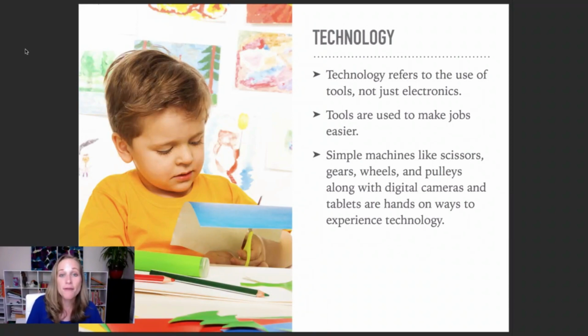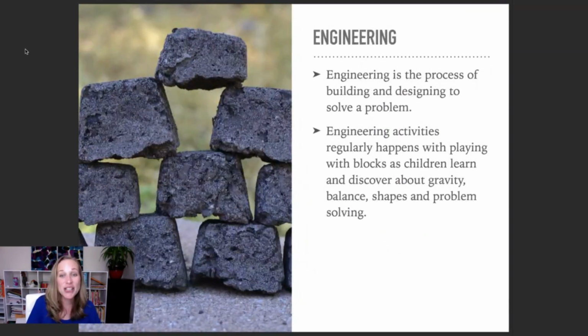Another example of different tools that we use are simple machines. As I've already mentioned, we have the scissors, but then gears, wheels, pulleys, all of that help integrate technology into early childhood. Digital cameras and tablets are also another way you can integrate technology, but you do not have to have those tools to get started with technology in your early childhood classroom.